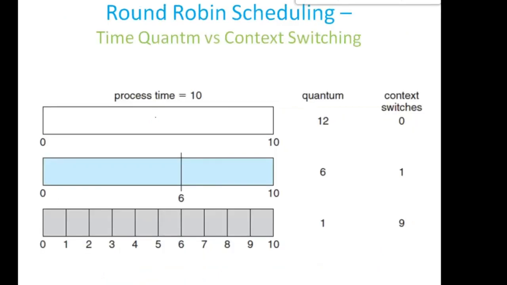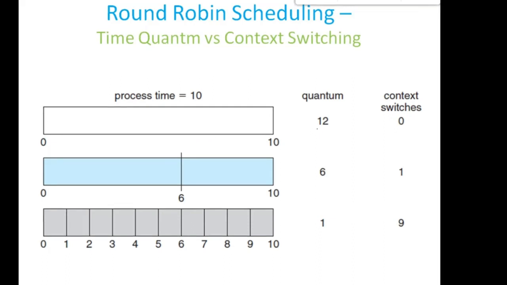So if the time quantum is 12, it is for one process. Okay, so if the processing time or CPU burst time is 10 milliseconds, then the time quantum is 12 milliseconds, and here no context switch occurs because before the time quantum expires, the process has completed its execution because the burst time is 10 milliseconds.